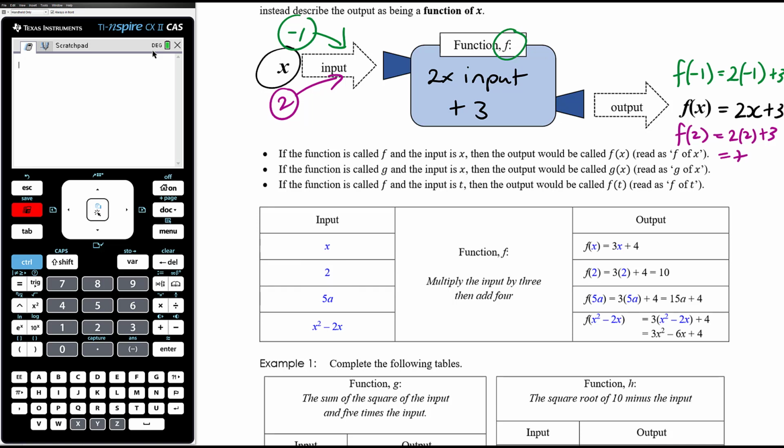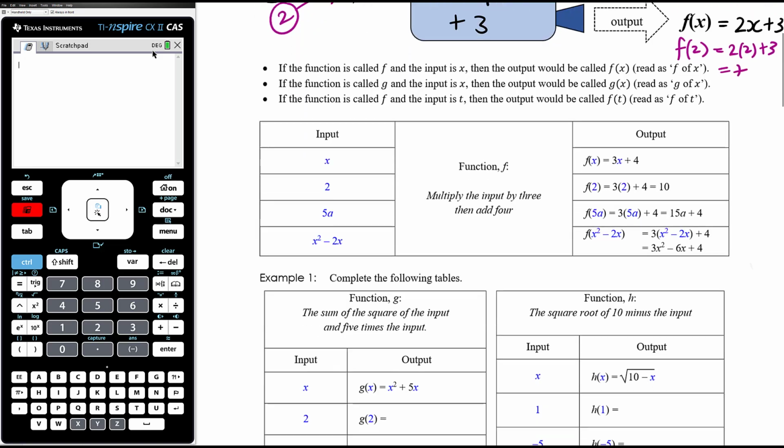If our input is 5a, we put that into the function. The output is then called f of 5a. We've done function f to the input 5a, and function f means we triple and add 4. 3 times 5a plus 4, which is 15a plus 4. If our input is x squared minus 2x, we put that into function f, which means we are doing f of x squared minus 2x, and that is take x squared minus 2x, multiply it by 3, and add 4 to it. We tidy that up and simplify it, and we get 3x squared minus 6x plus 4.